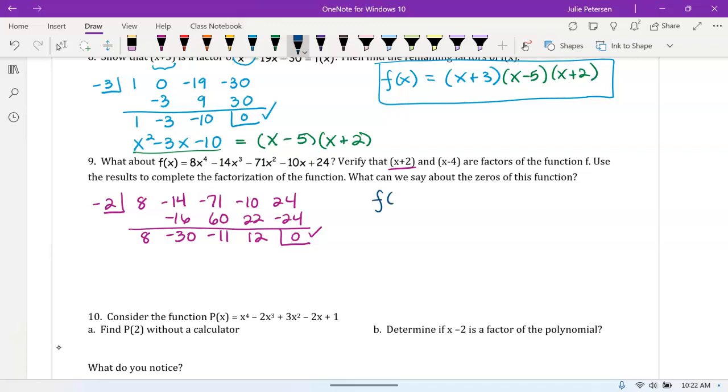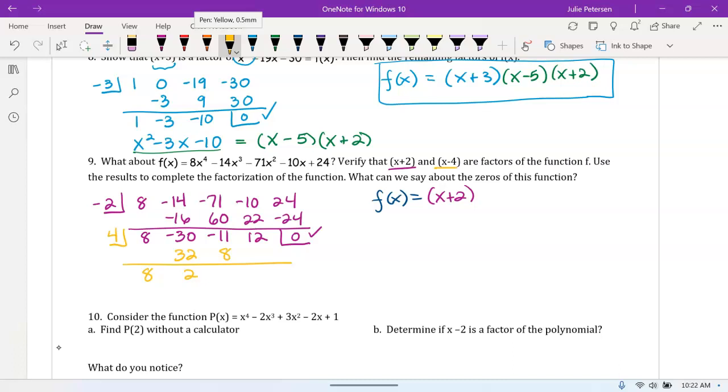Okay, so as we're looking, we've got f of x equals, and we just verified that x plus 2 is absolutely a factor. Let's do it again with x minus 4. So I'm going to take the coefficients that we have from our first round, and I'm just going to set up another problem. If x minus 4 is my factor, then 4 is my 0. And just bring down the 8. So 4 times 8 is 32. Add these up, we get +2.